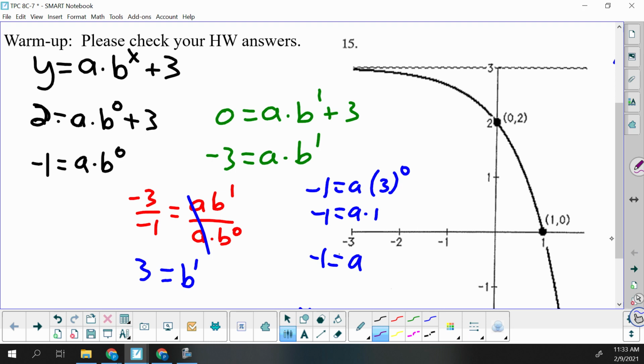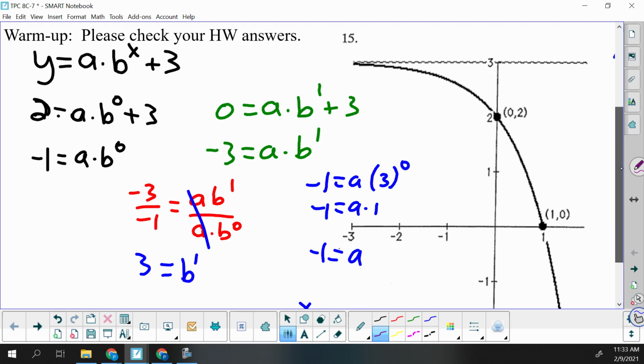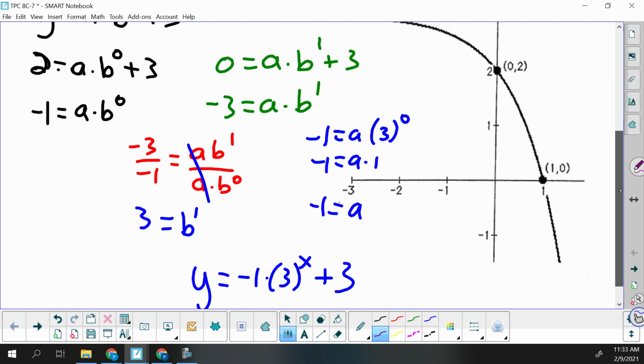When you divide out, subtract your exponents, you get b is equal to 3. Sub back into one of the equations. It's usually easier if you sub into one that has an exponent of 0. When you work through, you get a is -1. So we have -1 times 3 to the x plus 3. Transformations, that's showing a reflection over the x-axis and a shift up 3.